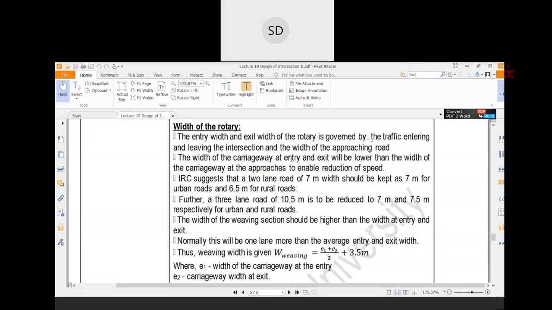Now the width of the carriageway at entry and exit will be lower than the width of the carriageway at the approaches, to enable reduction in the speed. This point we have already discussed.